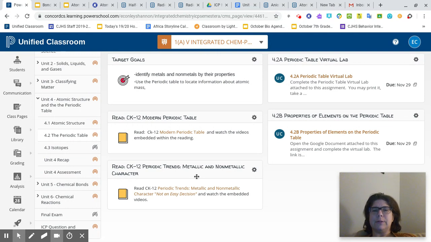So like the difference between metallic and non-metallic elements. They have different properties, and we are going to look at some of the different properties. So there is a reading with videos embedded, the CK12, and there's a virtual lab to go with that.